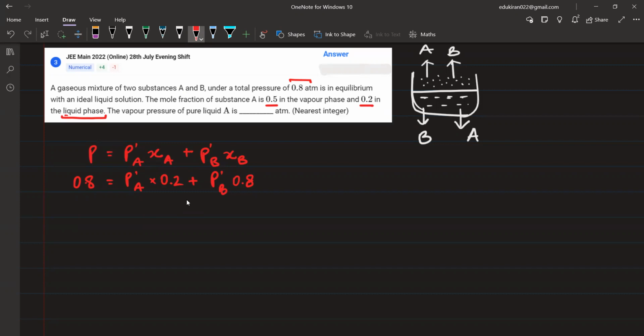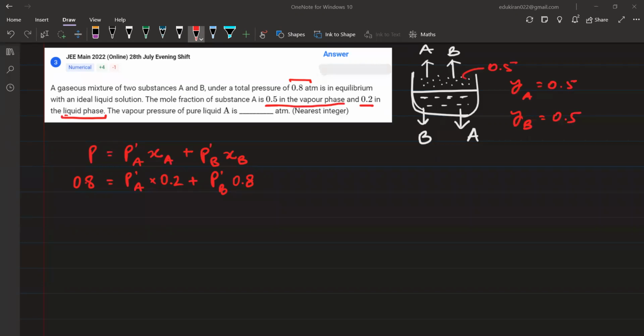Okay. One more thing that we have here is the mole fraction of substance A in the vapor phase is 0.5. Yes or no? In the vapor phase, it is equal to what? 0.5. And if A, इसको हम YA ले लेते हैं, this is 0.5. That means YB will be equal to how much? 0.5. Correct? Yes or no? Please tell me.